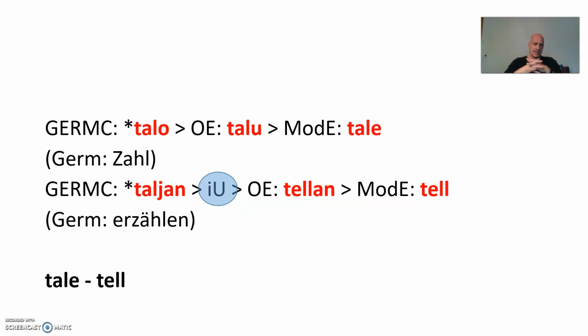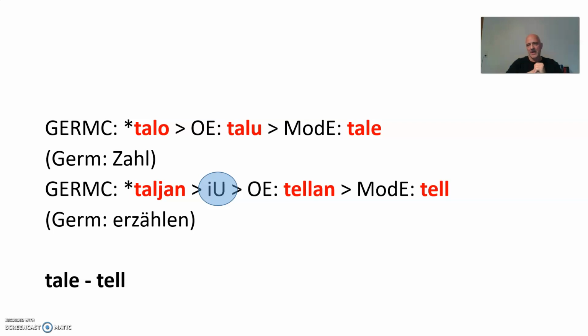Another example, talu, Germanic, means first of all number. And then it becomes in Old English talu, and then in modern English, since it is a long a, it goes into the great vowel shift and becomes tail. In German you still have that: Zahl.